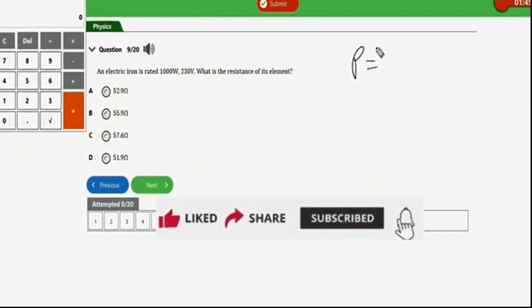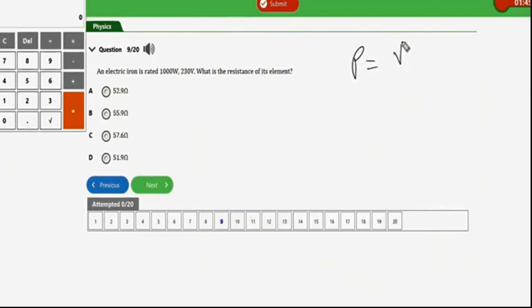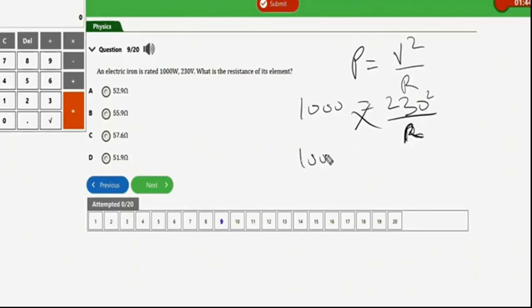So we are still going to make use of this formula. As you can see, this formula is very important. Power equals V squared over R. So in this question, I'm looking for the resistance. So power is 1000 equals 230 square over R. When you cross multiply, this is R, guys. Okay, you're going to have 1000 R equals 230 square. Divide both sides by 1000.